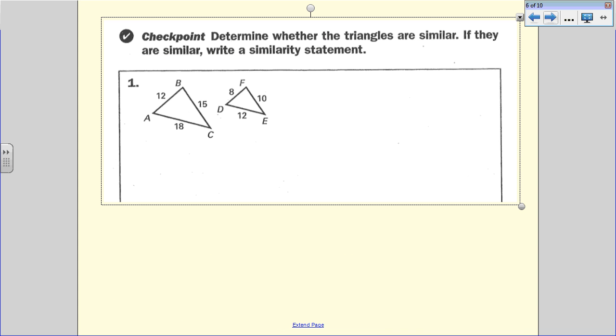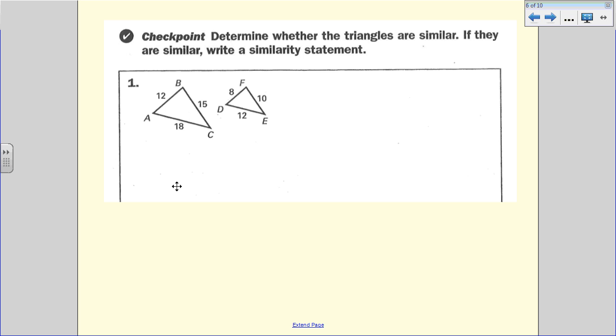All right, so for your checkpoint, are they similar? And then write a similarity statement. So you guys are going to do math, and this we will check in class. I'll bring one of you up to the board, and you'll share that with us.